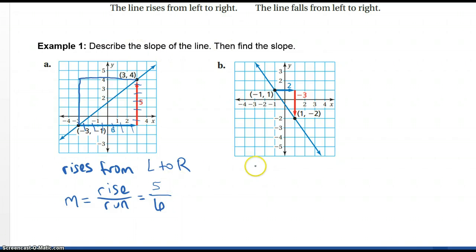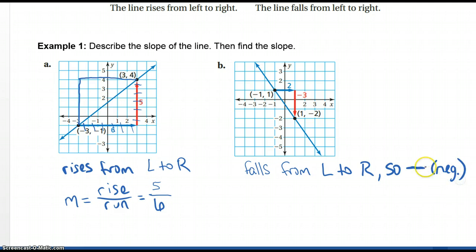This one, describe the slope. It falls from left to right. So it is a negative slope. I'm going to put in parentheses negative there, so you know that is a negative sign. So it falls from left to right. So we will not forget our negative and write it down. So again, write m equals rise over run.